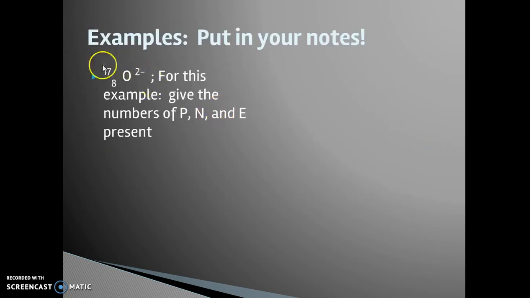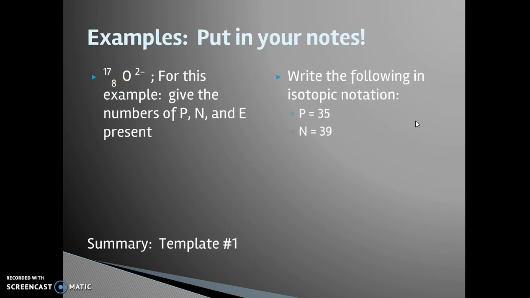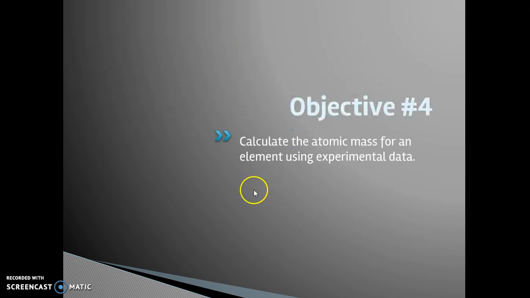And for this one that's written in isotopic notation, take this information and tell me the number of protons, neutrons, and electrons for this particular oxygen ion. And the summary for this objective, oh, hang on, there's one more example. So go through and do this also in isotopic notation. If I tell you protons, neutrons, and electrons, put that into isotopic notation. We will work through these in class before I turn you loose doing some practice problems. The summary for this is going to be template number 1.